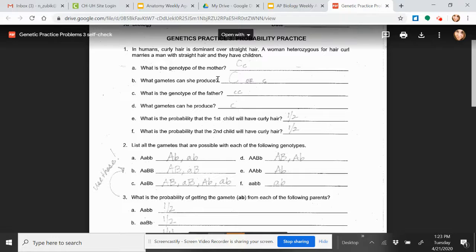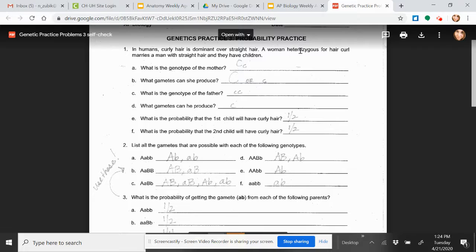What gametes can she produce? So these come from her alleles. Remember, those are different forms of a gene. Those are your different letters. So she can produce a big C or a little c. So we can get either from her to pass down to the offspring.